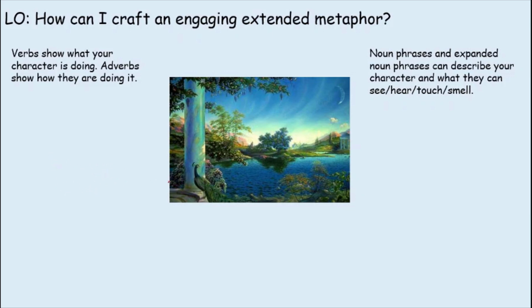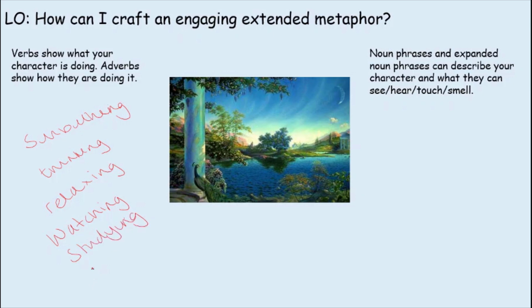For mine, in utopia, my character might be doing something like sunbathing, enjoying that beautiful scenery. My character might be deep in thought, so my character might be thinking. My character might be relaxing. Your characters are going to be doing very different things because it's a very different environment. Watching. Studying. And when I'm doing utopia, there's a real sense of relaxation and happiness here. So I might even use verbs like smiling and laughing to really capture my character's mood.